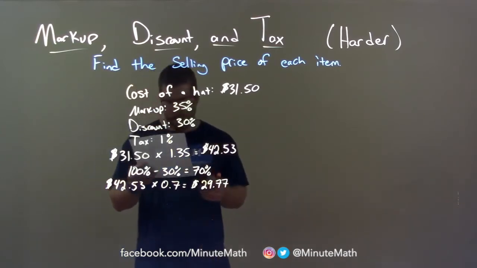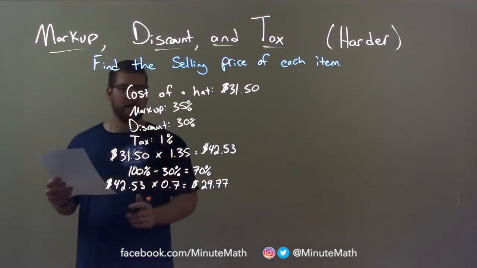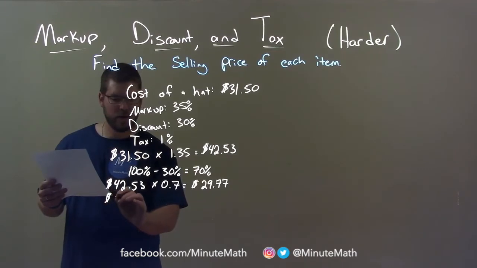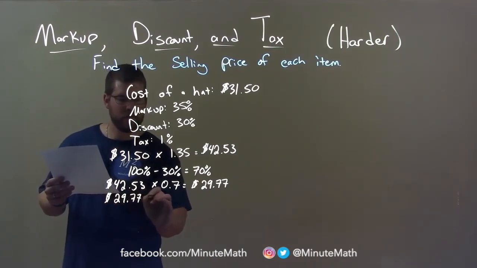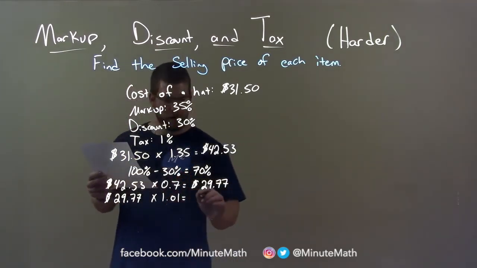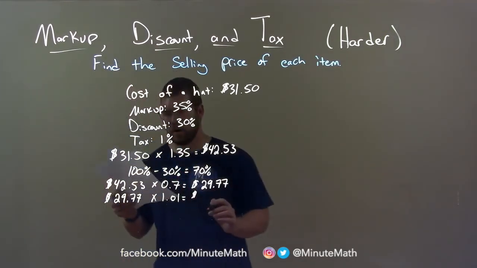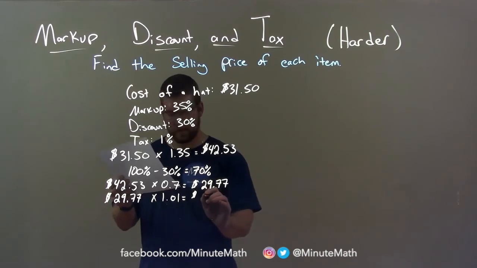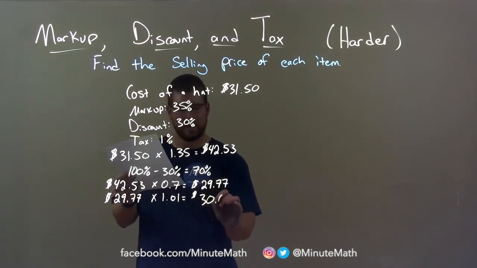That gives us a price of $29.77. Then from there, we have to apply our tax. So we take the $29.77 and multiply that by 1.01. And we're left with a final answer after all discount, markups, and tax, not in that order necessarily, of $30.07.